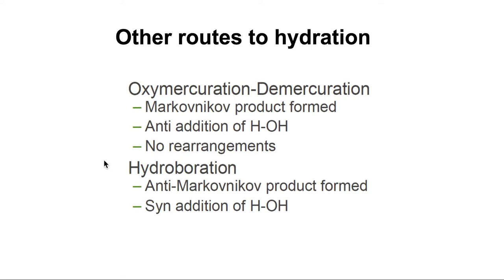So chemists have come up with other ways of getting an alcohol in a double bond, or adding an alcohol to the double bond. And those two methods are the oxymercuration and the hydroboration. The first one, the oxymercuration, we will see in a separate video, but what we get is the Markovnikov product, just as we saw using acid. And we will get an anti-addition. So that means that the H will come from one side and the OH will come from the other side. And the great thing is that we will get no rearrangements, and that's what we really want.